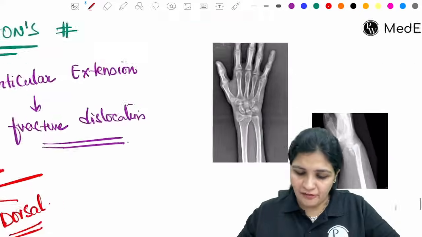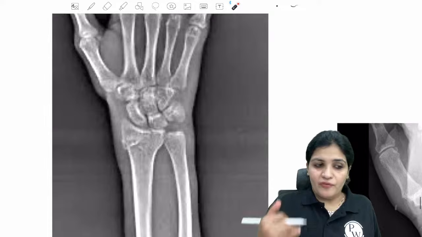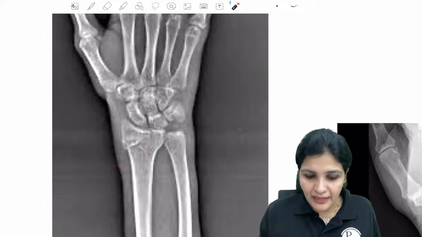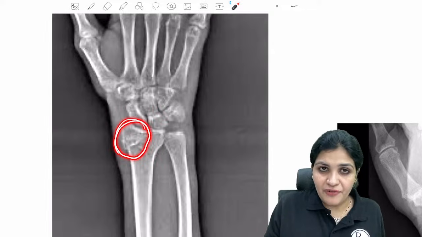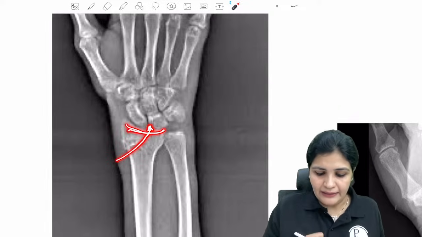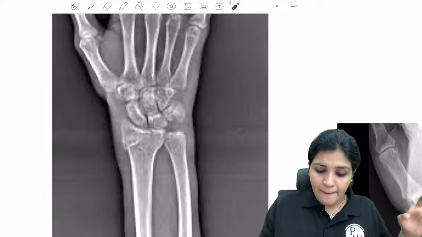Don't get confused. I have brought the X-rays. So now you see. Now what is the difference here? Till now what we have learned are the extra-articular fractures, which are not involving the joint, right? So here I'm teaching you the fracture which is involving the joint. If you see the joint line here, you can see there is a small fracture. So this is called the Barton's fracture.